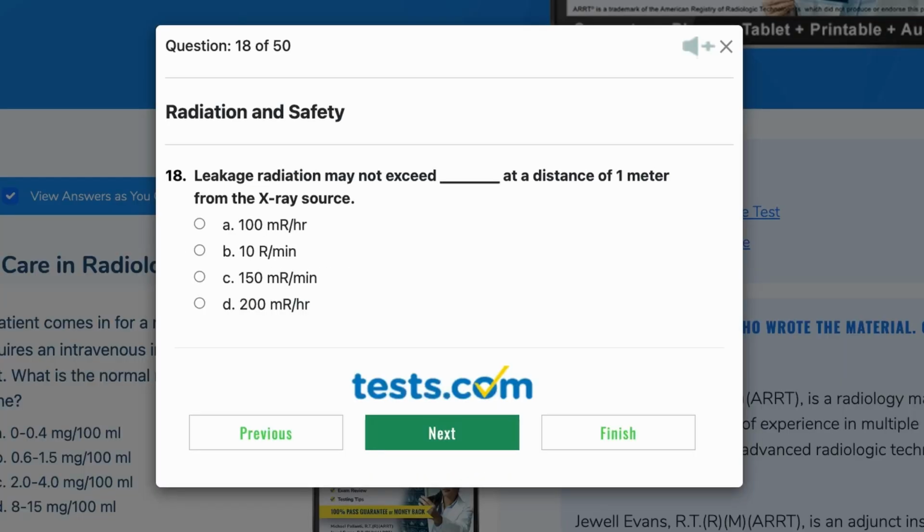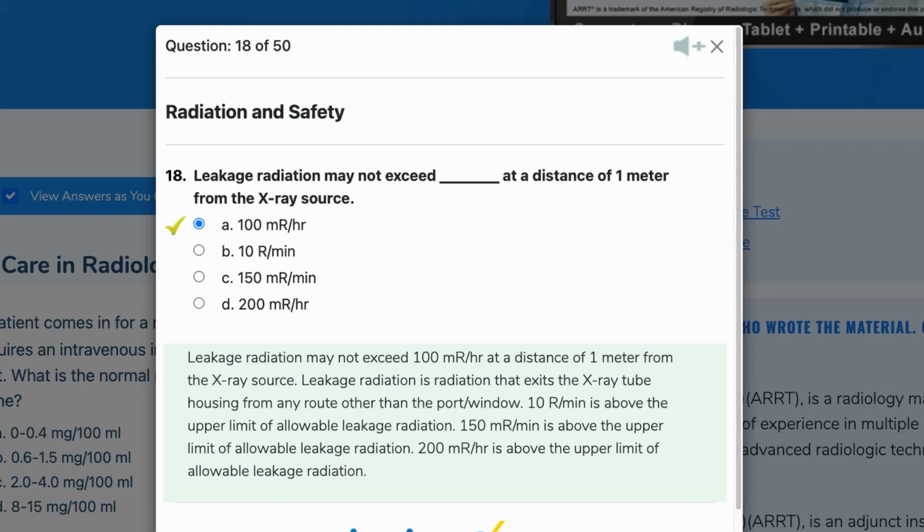Question 18. Leakage radiation may not exceed blank at a distance of 1 meter from the X-ray source. A. 100 milliroentgens per hour, B. 10 roentgens per minute, C. 150 milliroentgens per minute, D. 200 milliroentgens per hour. A. 100 milliroentgens per hour.